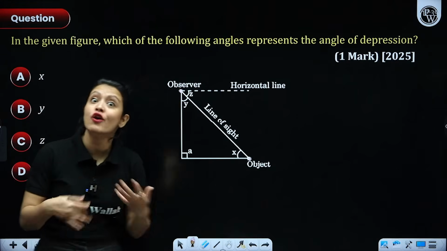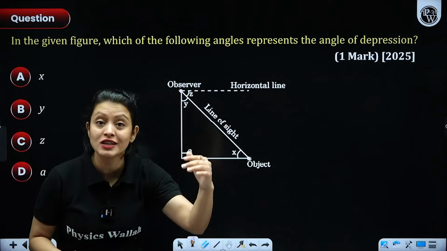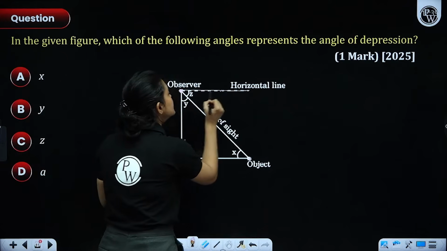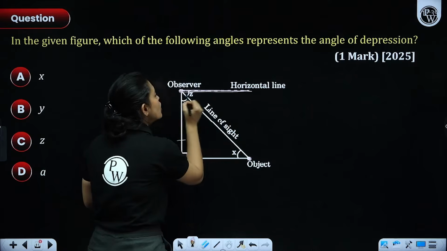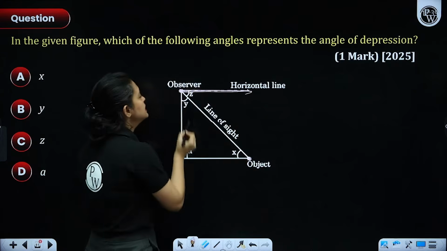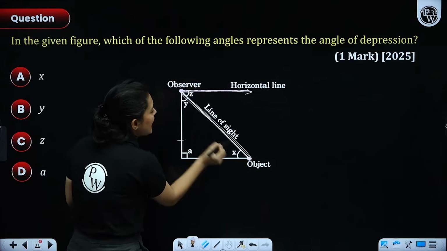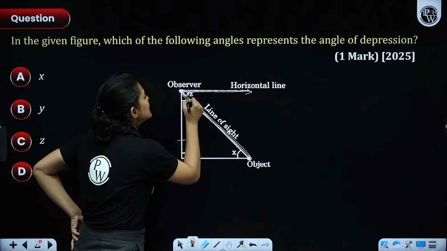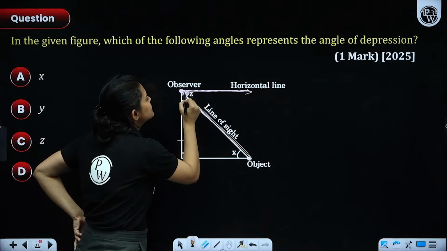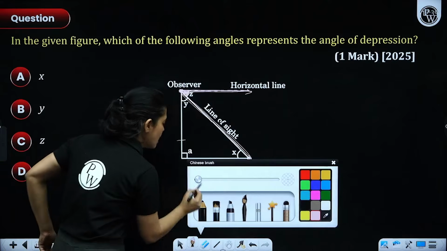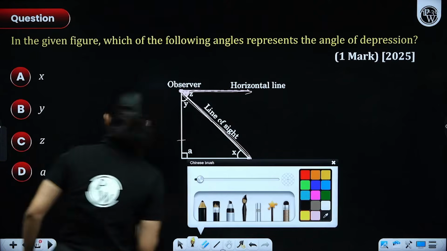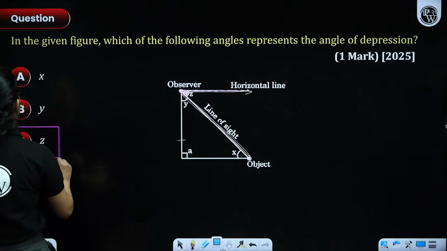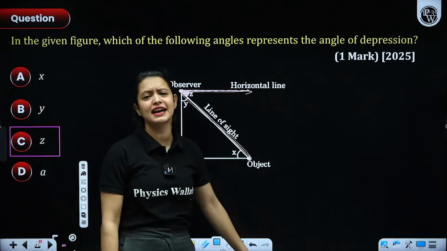Angle of depression is formed how? It is formed between the horizontal and the line of sight. Since this is the observer, everyone, clearly this would be the horizontal. It's always drawn from the observer. Okay, and this here is the line of sight. And good for you guys, they have mentioned both of these things. So clearly the angle between them, which is angle Z, is the correct answer. Yes. So what's the correct answer, everyone? All the people that gave the correct answer, pat yourself on the back, guys. Z is the correct answer.